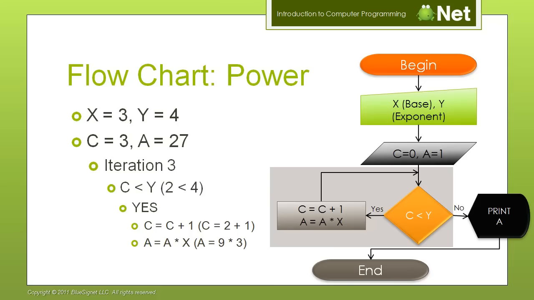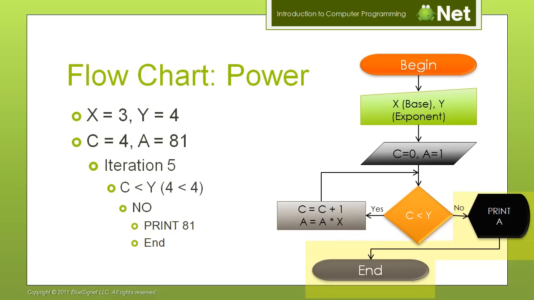That moves us into our third iteration, which gives us a counter of 3 and an answer so far of 27. Our counter 3 is still less than our exponent y, which is 4, so we perform it once again. So this is our fourth and final iteration, which we set c to 4, and the answer so far is 81. And when our counter has been incremented to 4, we evaluate for the last time, which now means that 4 is not less than 4. So we exit that. So that's no longer true.